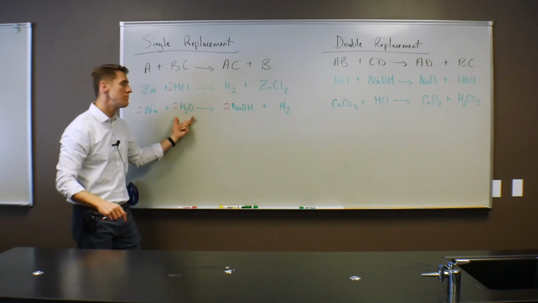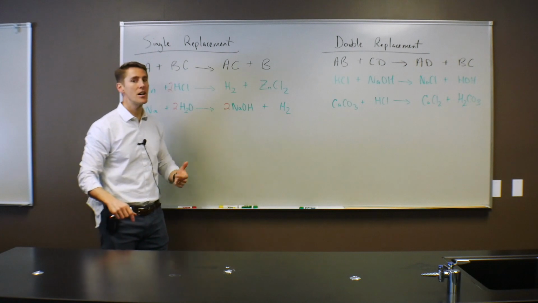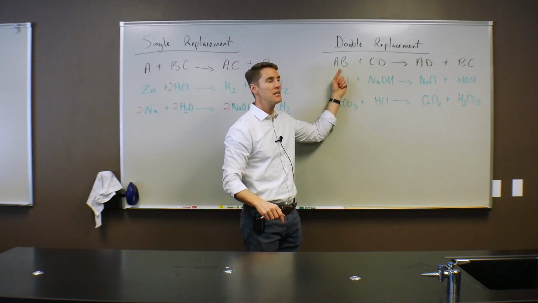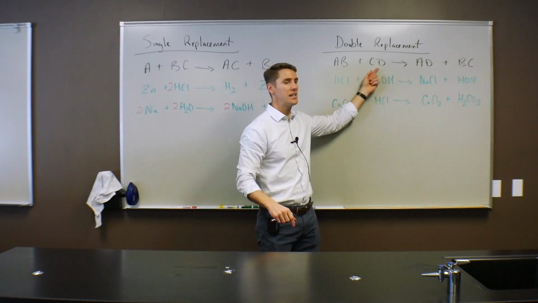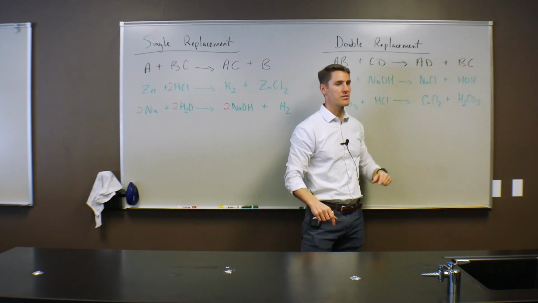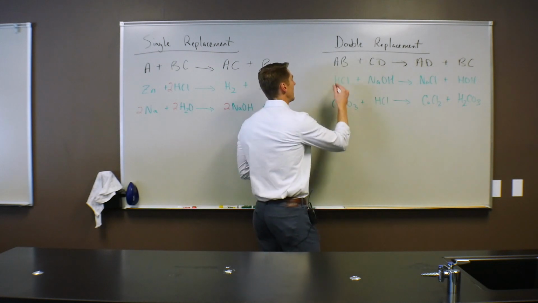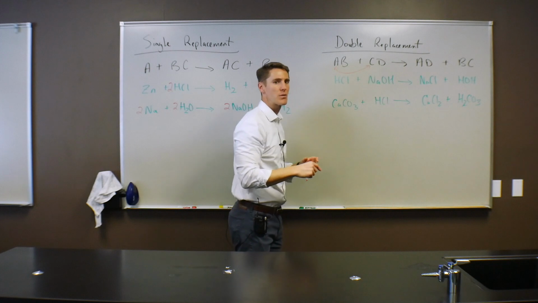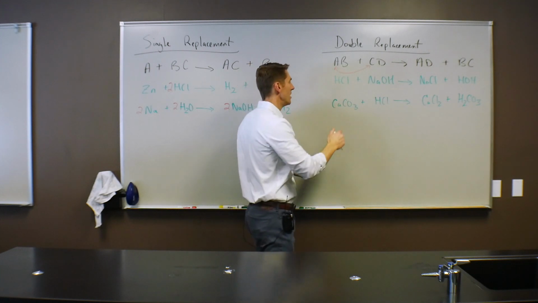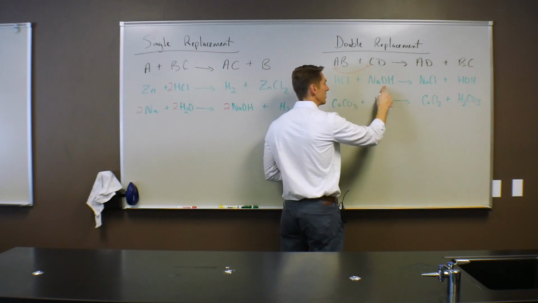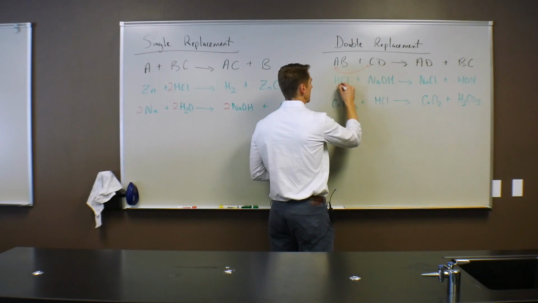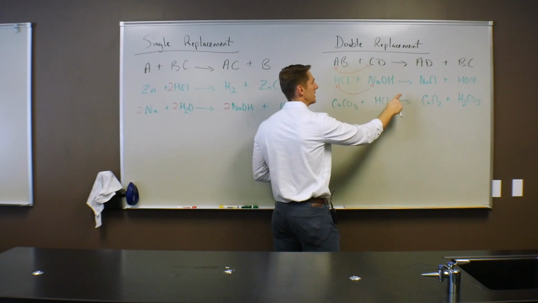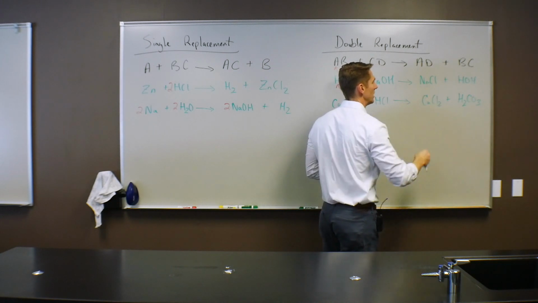If I have 2 compounds, that's what we call a double replacement reaction. So notice here I have compound AB reacting with compound CD to give us 2 new compounds. Well, what's happening here? The A is going to replace the C. They trade places. That's why we call it a double replacement. So here's hydrochloric acid and sodium hydroxide. What's happening? The hydrogen and the sodium are going to switch places. I'm going to end up with sodium chloride, which is salt, and water.